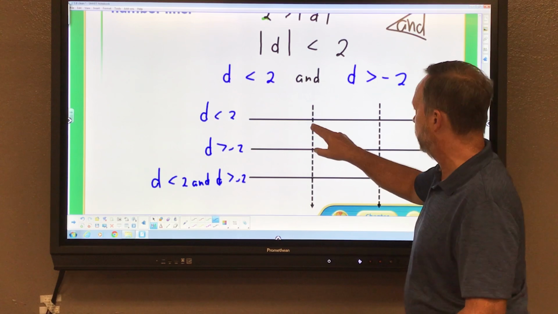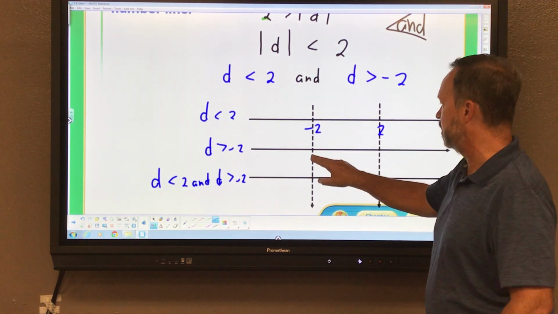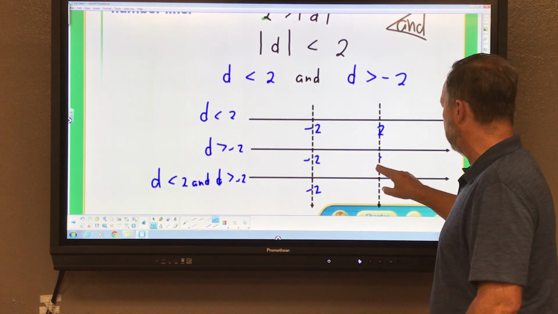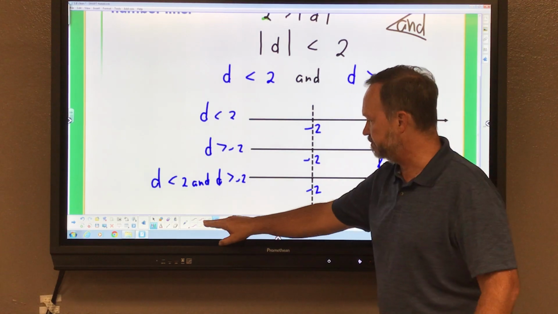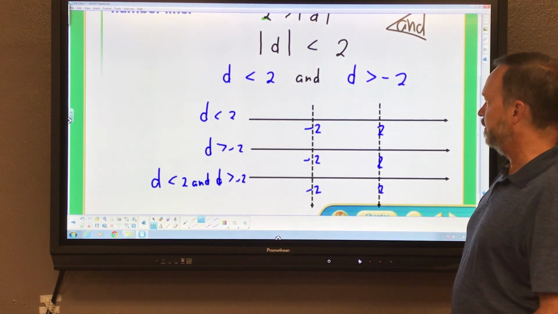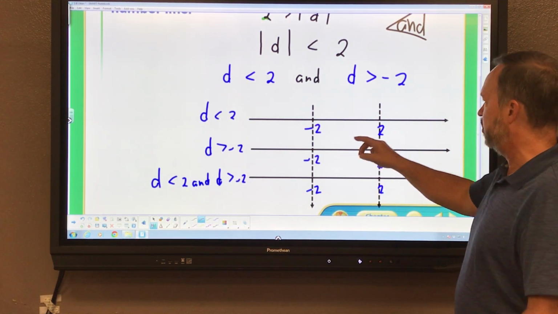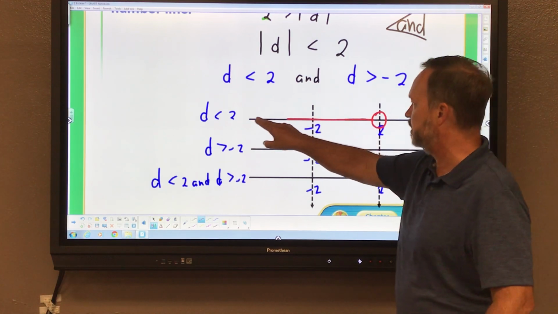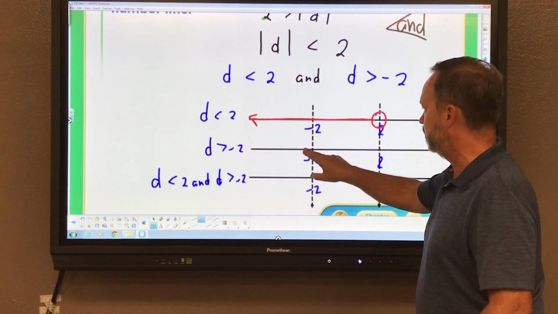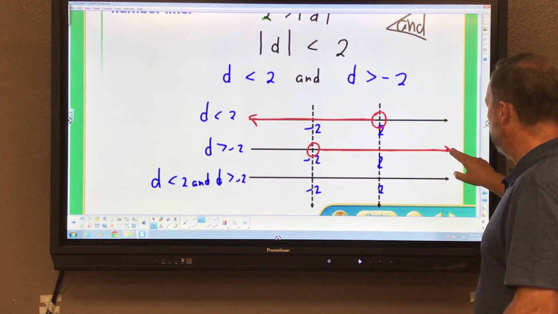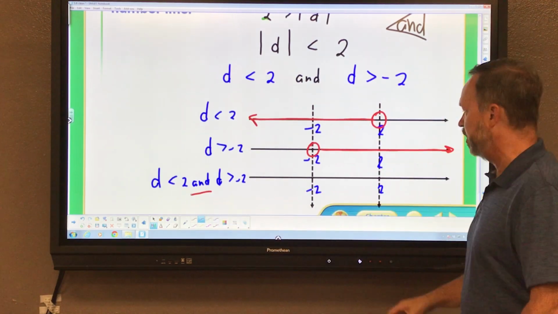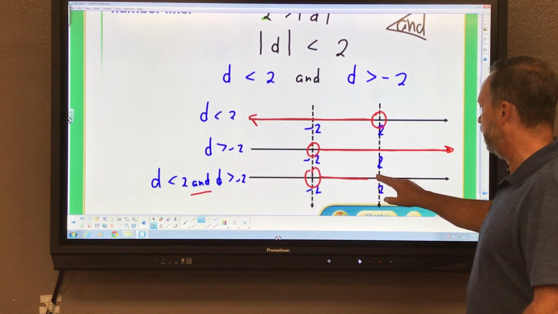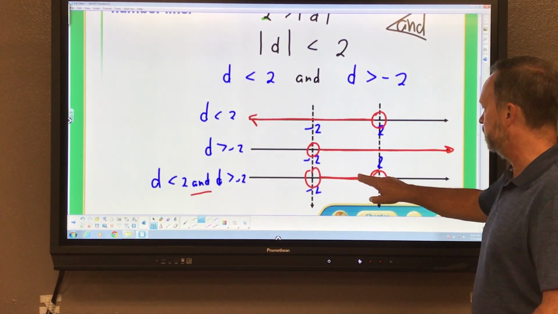So my important numbers are negative 2 and positive 2. I think you know the negative 2 goes on the left when you're looking at a number line. It's less than 2, so it's not equal, less than. It's greater than negative 2, so it's not equal, greater than. But when you deal with the and, it's got to be on both. And that ends up being that stuff in the middle.